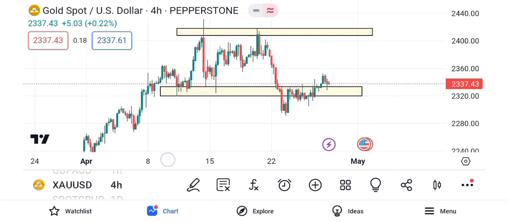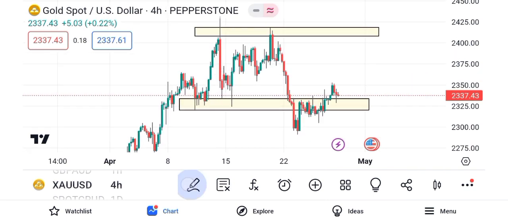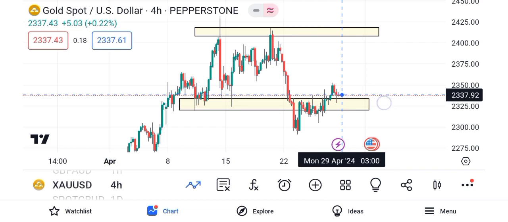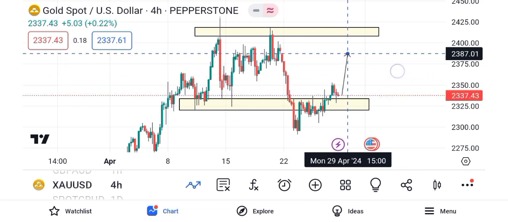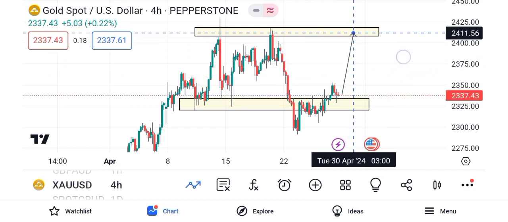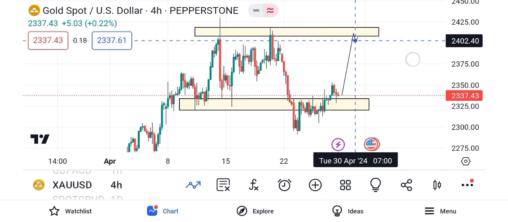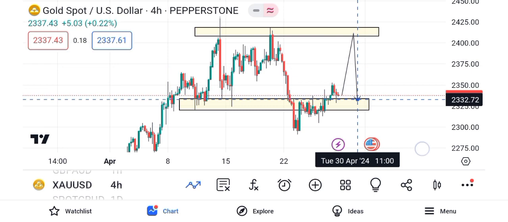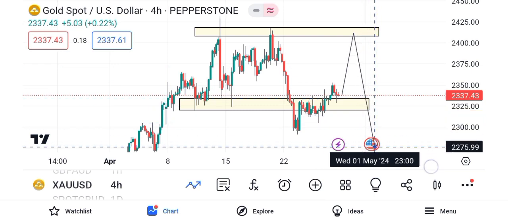Now we'll be looking for selling opportunities at this particular key zone. I want to see gold rise upward to this key zone here, then look for selling confirming candles. I want to see selling confirming candles, then I sell gold. So this is a very simple one on gold. It's not any difficult analysis.